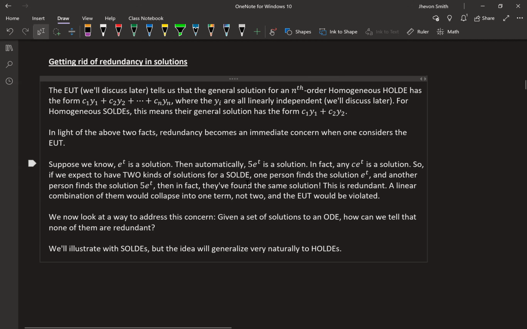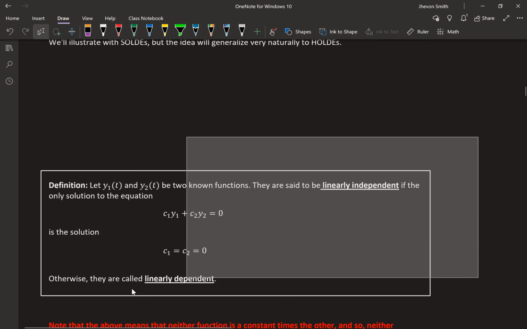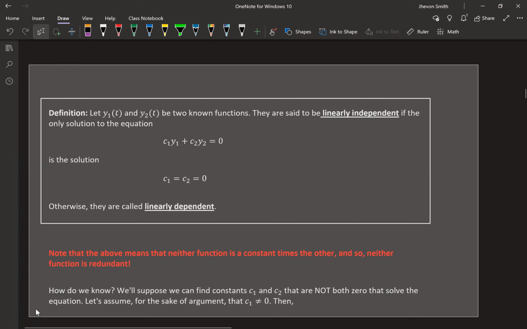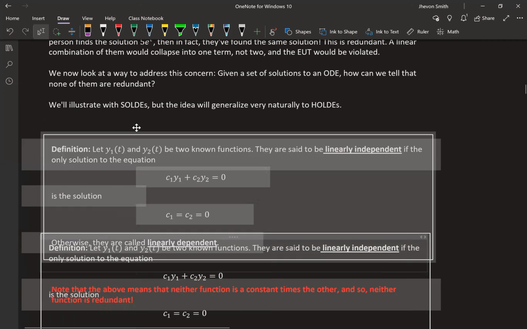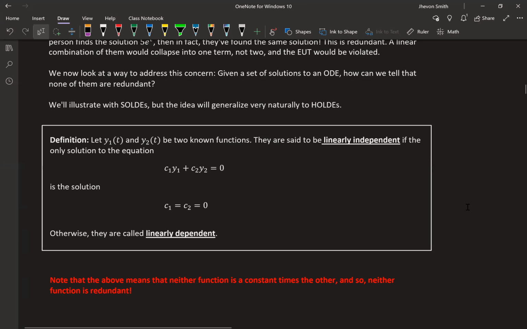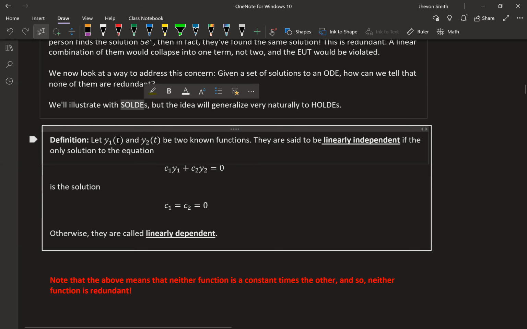So how do we actually get rid of redundant solutions? I'm actually going to show you how you would do that. It requires us talking about a definition that is called linear independence. Okay, and again, we're focusing on second-order ODEs here, but it's going to generalize very naturally to higher order differential equations. Suppose y1 and y2 are two known functions. They are said to be linearly independent if the only solution to this equation, c1y1 + c2y2 = 0, is the solution c1 = 0 and c2 = 0, right?